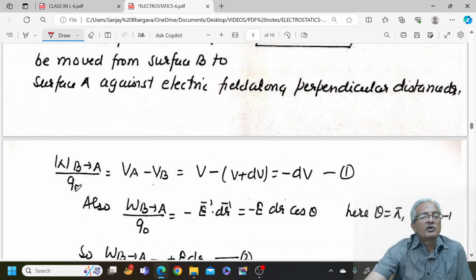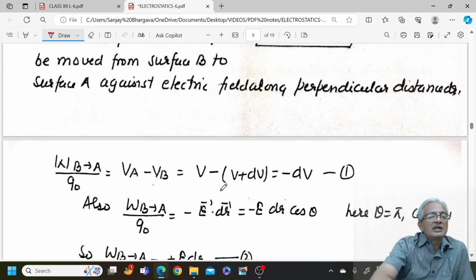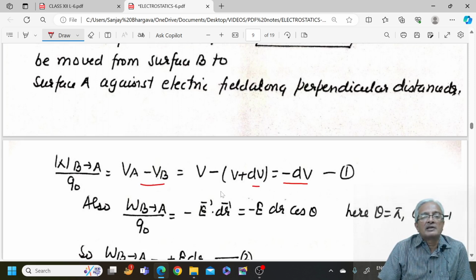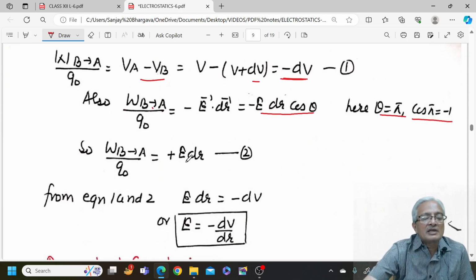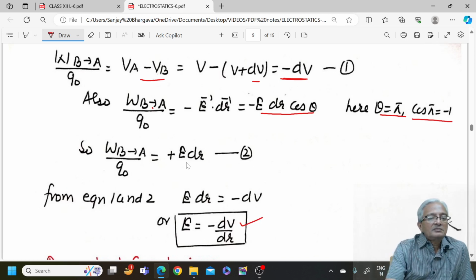So work done in moving a unit positive charge from point B to A is equal to VA minus VB, that is V minus (V plus dV), that is minus dV. Similarly, work done in moving a unit positive charge from point B to A would be given by minus E dot dr, that is minus E dr cos theta. Theta is 180, cos 180 would be minus 1, and therefore work done would come out as E dr. From equations 1 and 2, the LHS is the same, so the RHS can be equated. E dr is minus dV, so E can be written as minus dV upon dr.